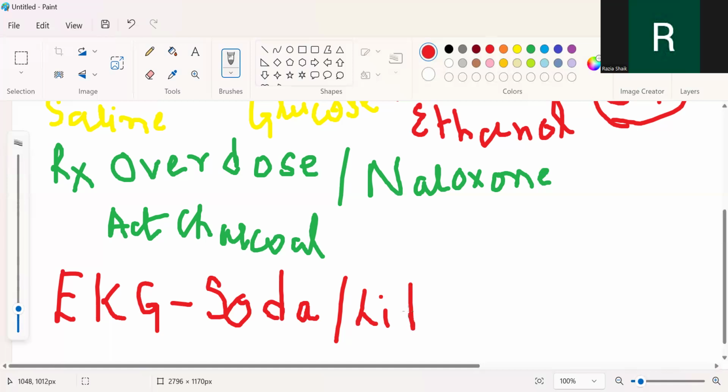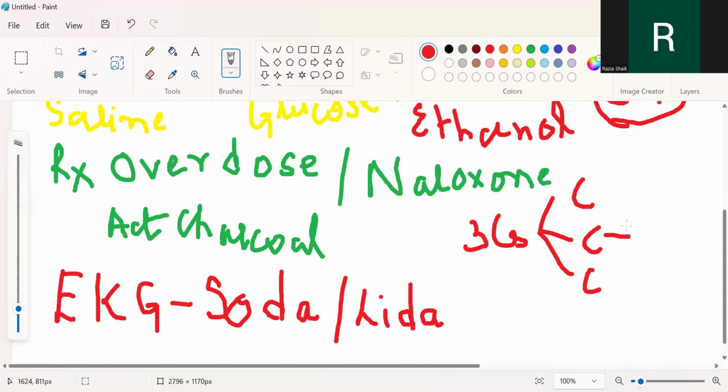Typically, in a patient who has tricyclic overdosage, we remember it as 3 Cs. The 3 Cs here include coma, convulsions, and cardiotoxicity. So in convulsions, if a patient, let's say, when brought in, has had a seizure, you can always give diazepam to stop the patient from having another seizure episode.